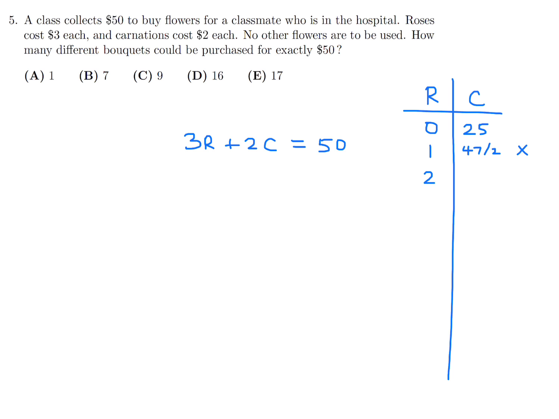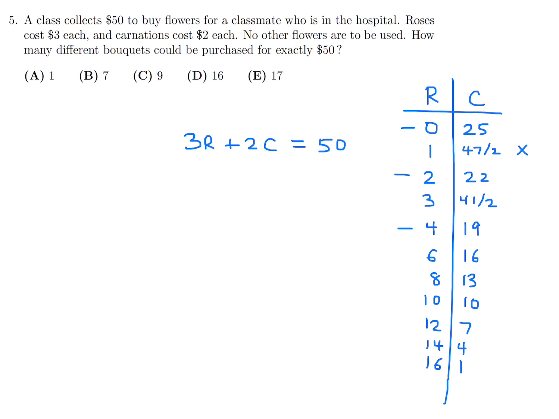So 2 would give you 22. 3 would give you 41 over 2, and so on, right? We're looking for integer solutions. And very quickly you can see that every other one will give you an integer solution. So 6 will give you 16, 8 will give you 13, sorry, I missed a 10 in there, 10 will give you 10, and 12 is 7, 14 is 4, and finally the last one, 16 is 1.